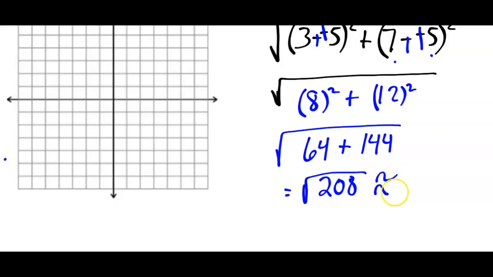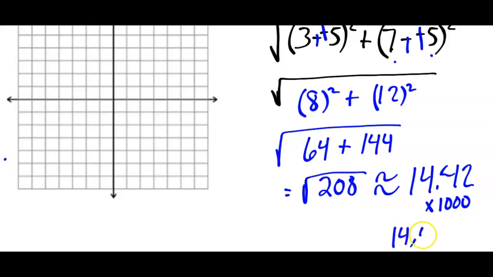It's going to be approximately, I use my squiggly equal sign, 14.42. Okay? But that distance isn't really very accurate. So this is per 1,000 miles. So we're going to multiply this by times 1,000. And I'm going to get 14,420 miles. From his first stop to his second stop, that's how far he went.